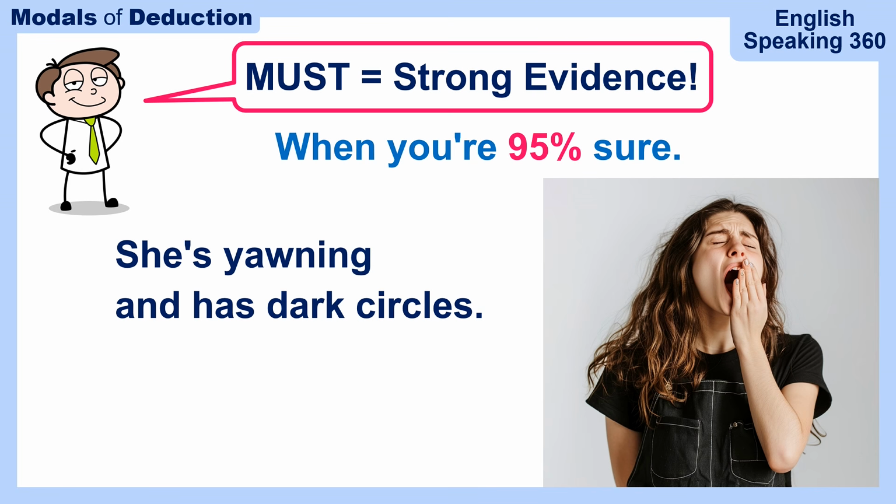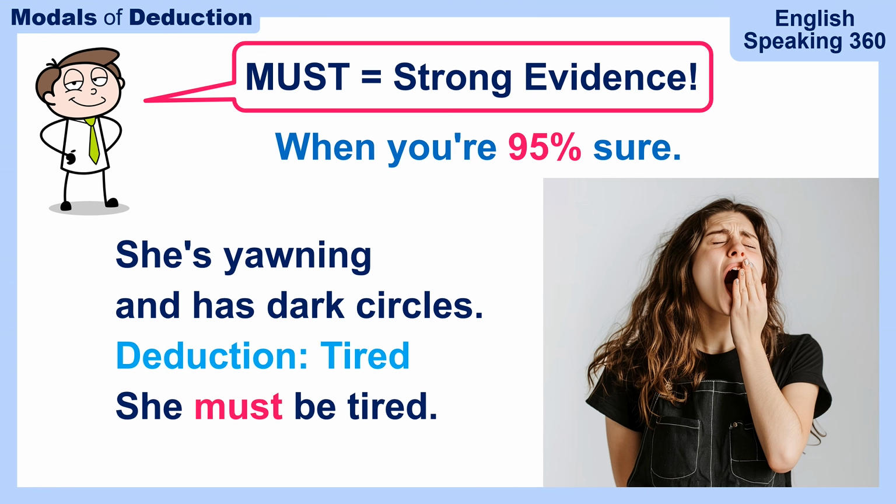Look at the picture. What is your deduction? My deduction is tired. So my sentence becomes, she must be tired. I cannot say she is tired because I don't know for sure. I'm not at 100%, but here I'm at 95% certainty, so I say she must be tired.